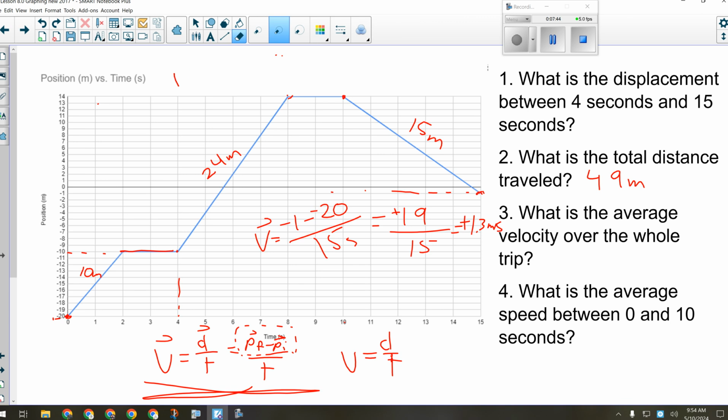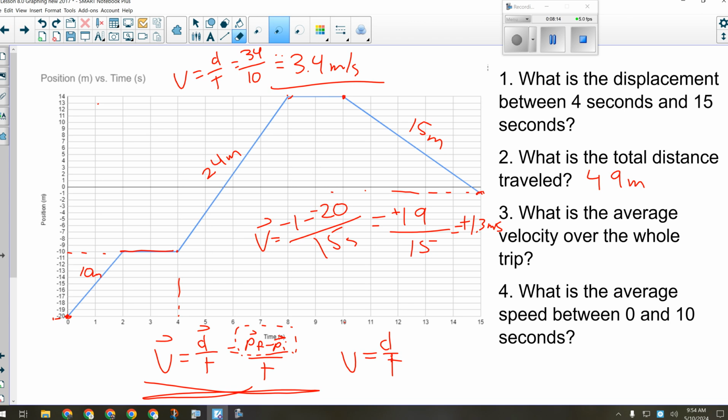So, speed equals distance divided by time. Okay, that's going to be 34 meters divided by 10 seconds. Okay, and that's going to be 3.4 meters per second. No positive on that, it's scalar. Okay? Everybody all right with that? Okay. Any questions on this graph? That's a pretty typical position versus time graphing question.